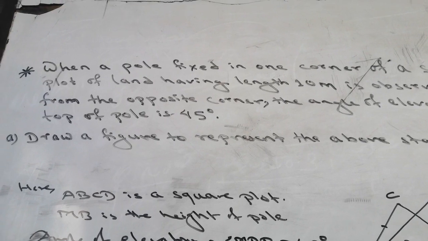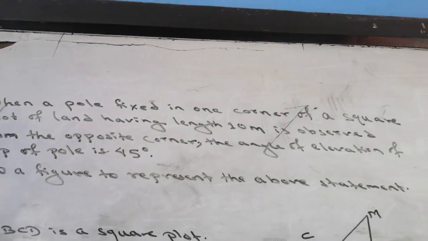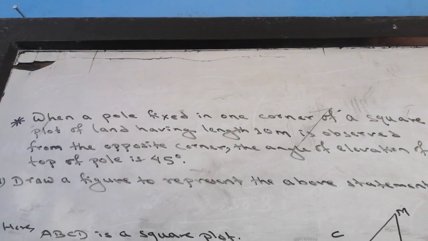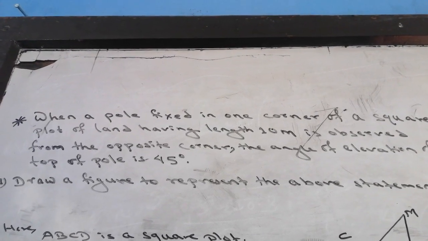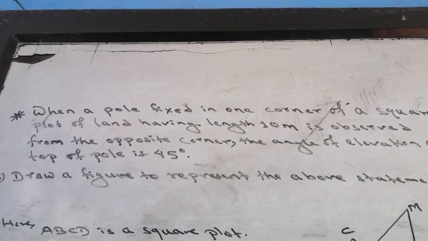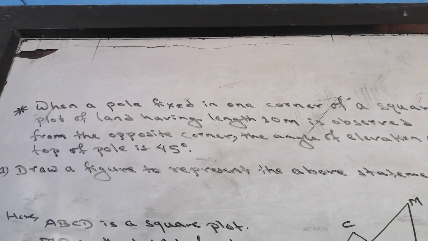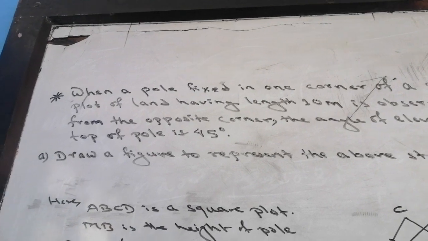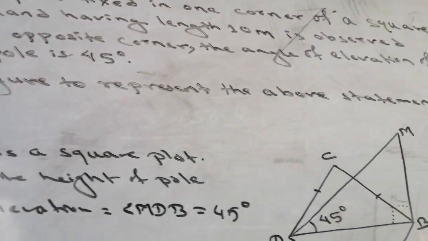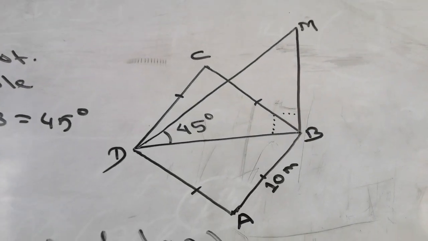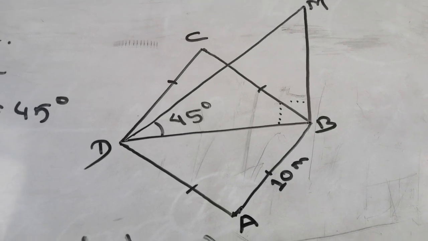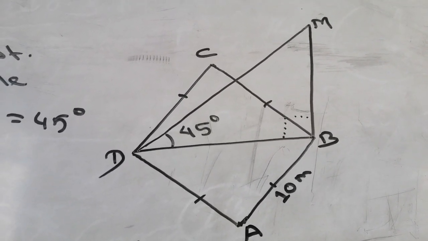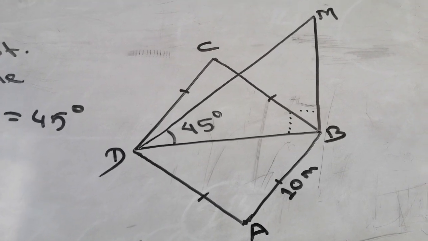The first question is, draw a figure to represent the above statement. Here we have to draw a square plot where, from one of the opposite corners, the angle of elevation of the top of the pole is 45 degree. So for this, to make the figure as a square plot, here we have made ABCD as a square plot where BD will be its diagonal.